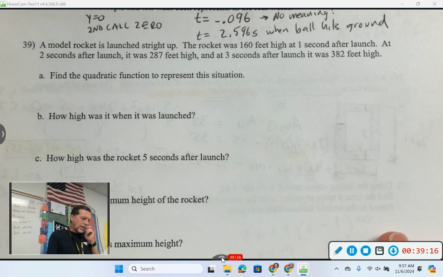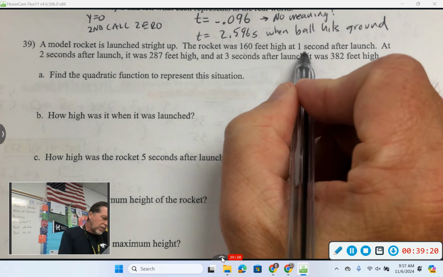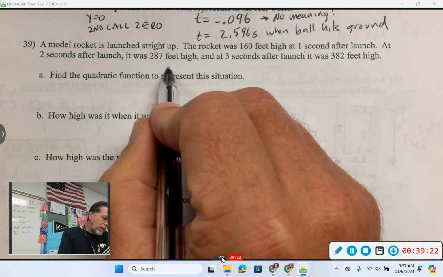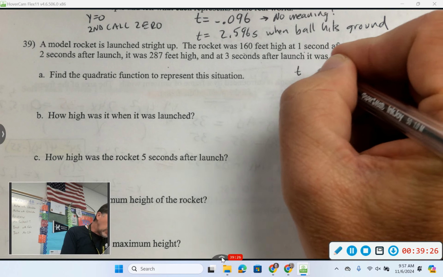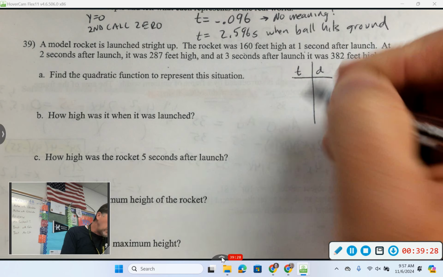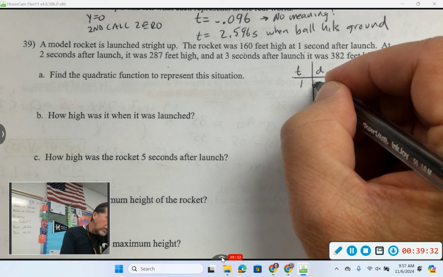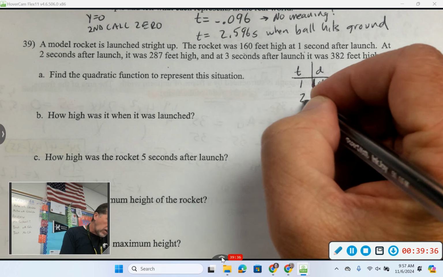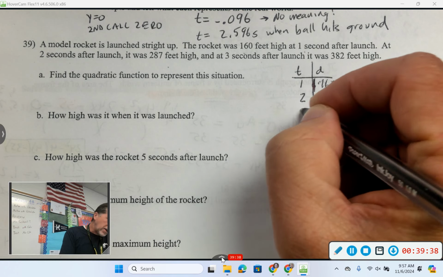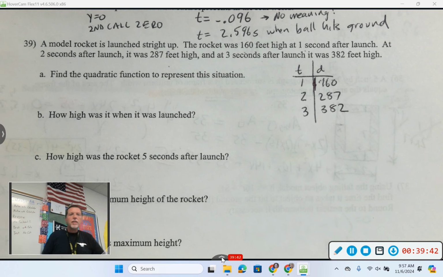A model rocket is launched straight up. The rocket was 160 at 1 second, 287 at 2 seconds, 382 at 3 seconds. I know this is going into the calculator, but it helps me organize my information if I take the time to write out the table on my own. You may go straight to the calculator, but I think it's worth it to write it out.